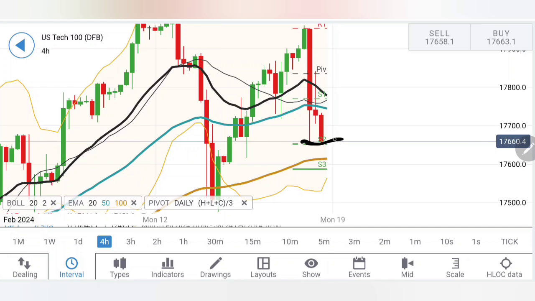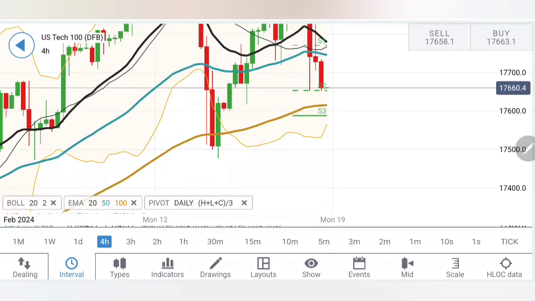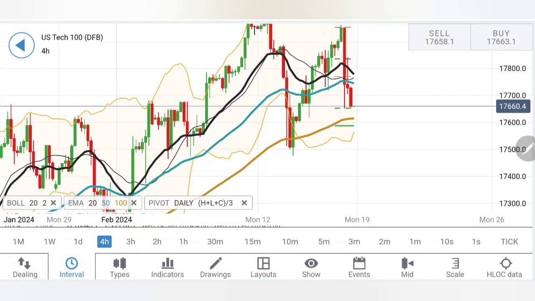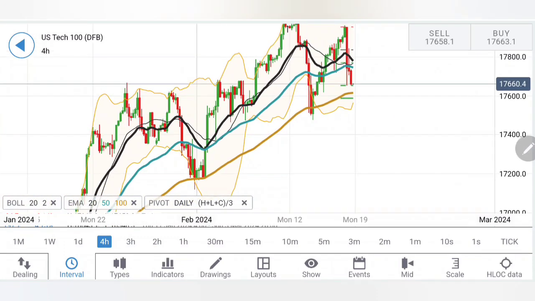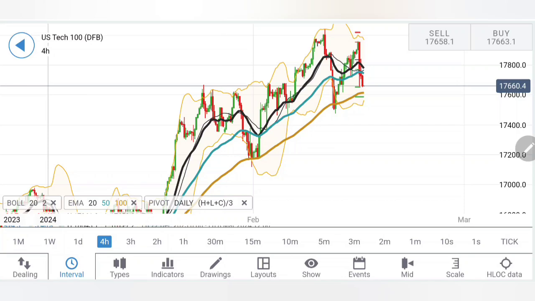I expect it to trade below 17,600, and then below that we can look forward to, again as I said, 17,500, 450, the next support zone. And if it stays below this, we can expect it to drop more towards 17,300. And then below that, more drop can be expected.